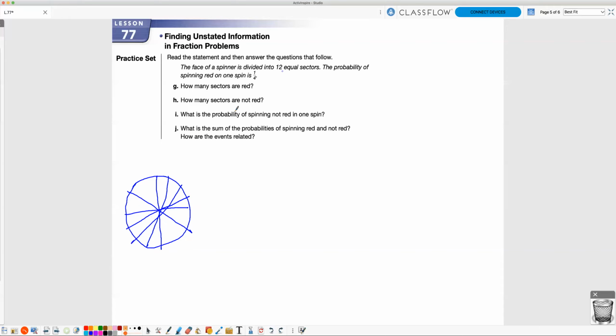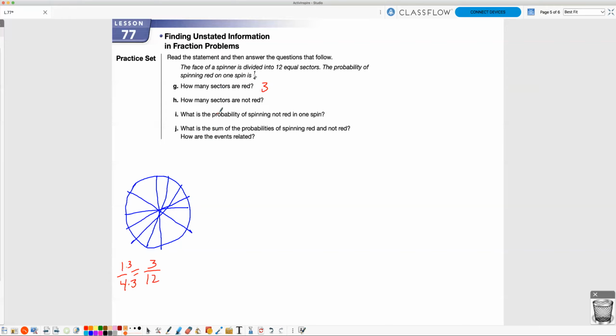So if I have 12 equal sectors, if I was a machine and I could do that equally, they would all be equal. But there are 12 parts to this. The probability of spinning red on one spin is 1/4. How many sectors have to be red if the probability is 1/4? That would mean that I need an equivalent fraction with a denominator of 12 to understand what that numerator would be for the number of sectors that are going to be red. So for letter G, I need to see that 4 times 3 equals 12, 3 times 1 equals 3. So 3 of the sectors would have to be red.